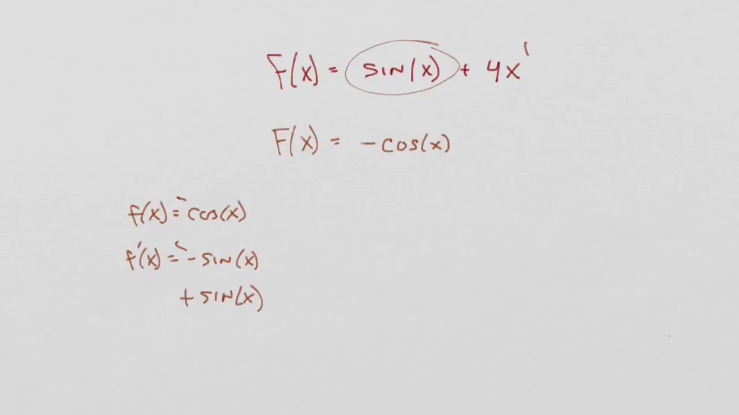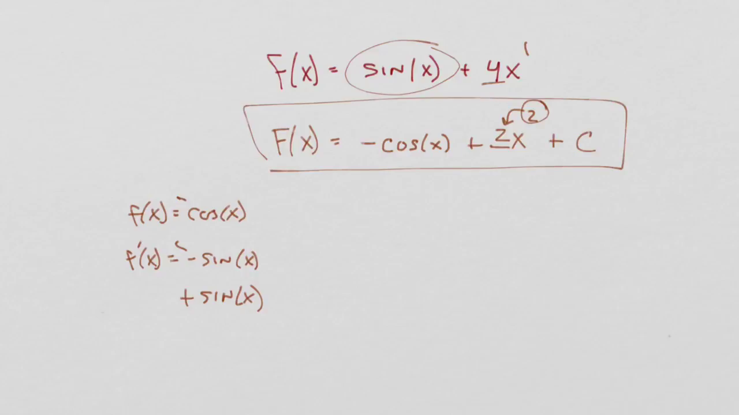I have an exponent here of 1, so I'm going to raise that power by 1 to get to 2, and now I ask myself, in the process of anti-differentiating, 2 times what would give me 4, and the answer is 2. Plus my constant c, and I'm good to go.